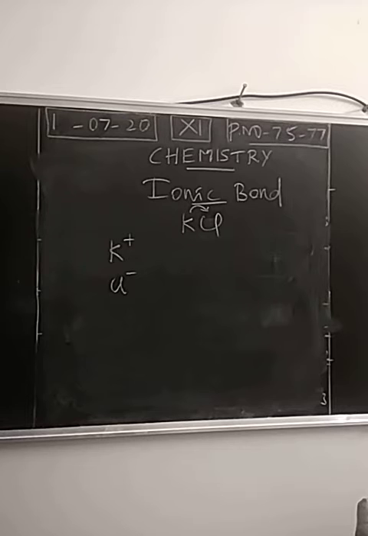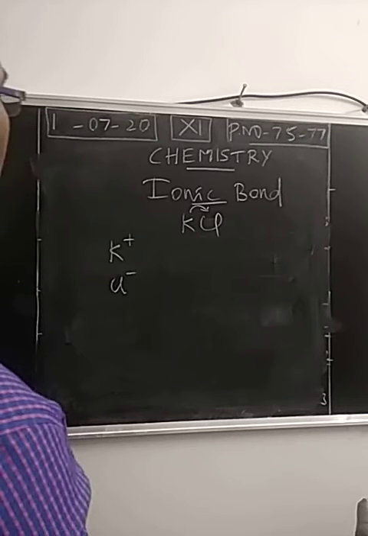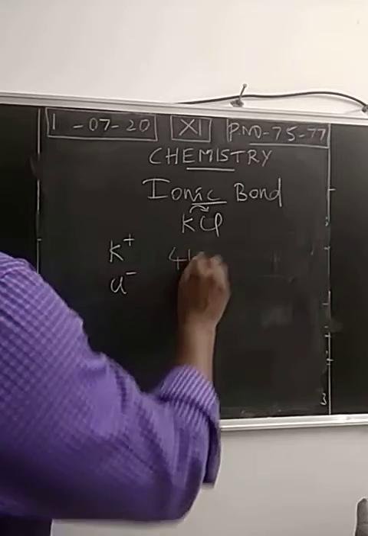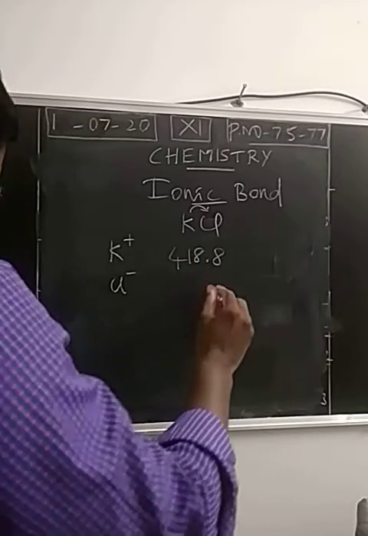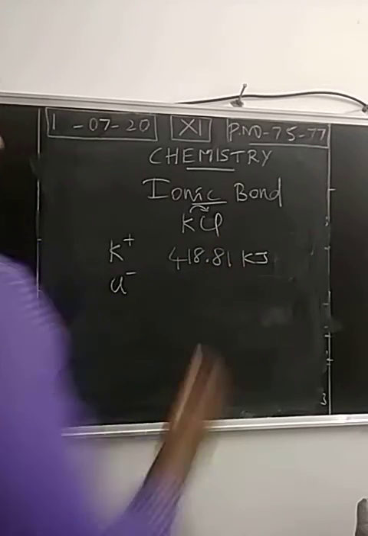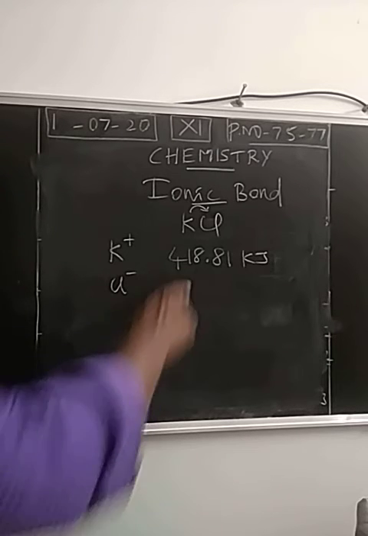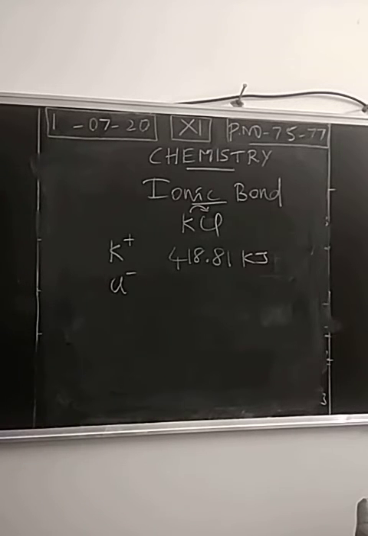So how much energy is required to remove an electron from potassium? 418.81 kilojoule. So for removing the electron present in the 4s orbital, we supply 418.81 kilojoule of energy.